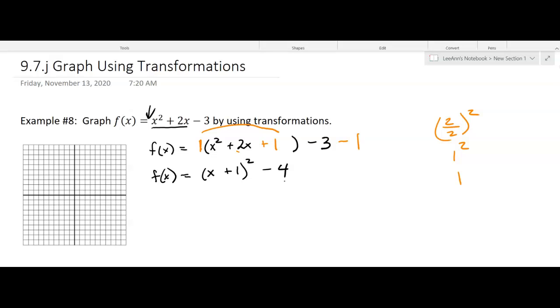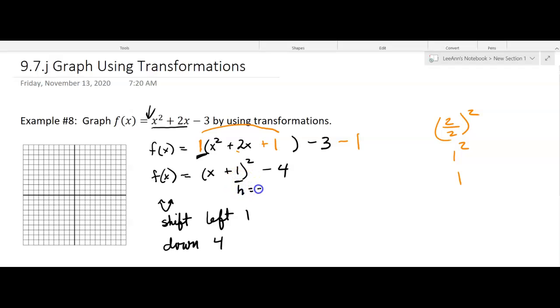It's not going to stretch, it's not going to be skinnier or wider. And it's going to be right side up. If you're asking why, it's because that's a positive 1. And then it's going to shift to the left 1 unit, and it's going to shift down 4 units. Okay? So the 1, this is the h right there.